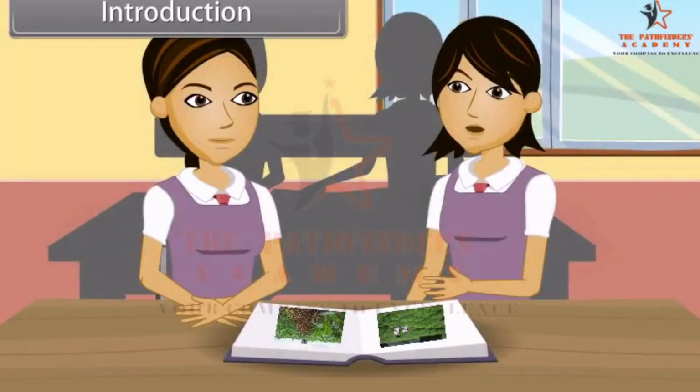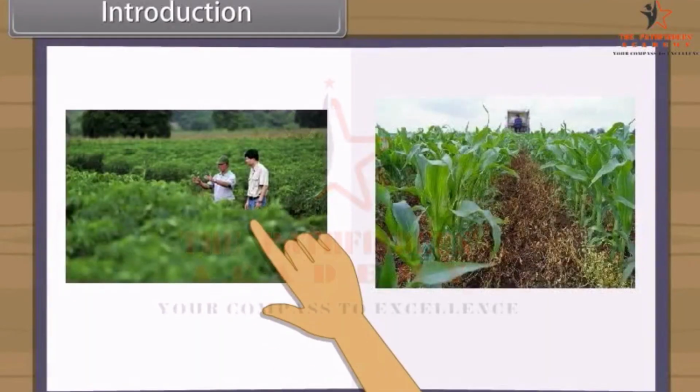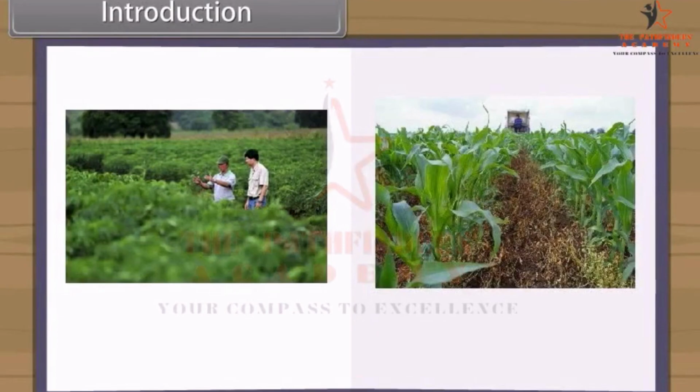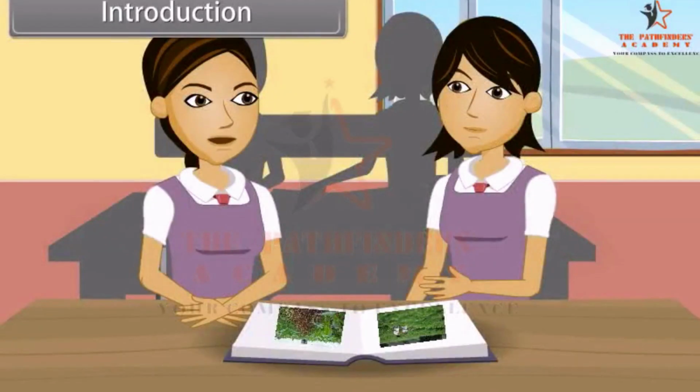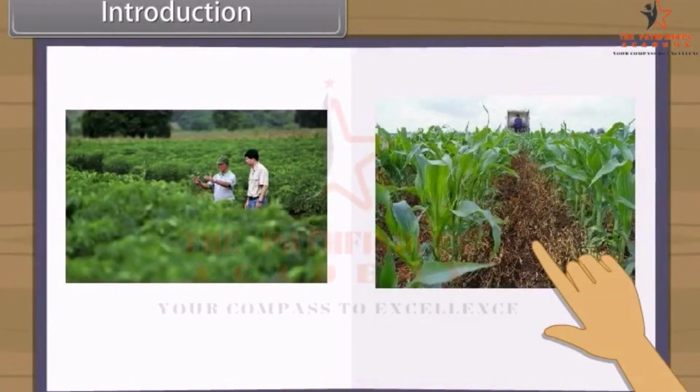Shruti, our scientists are busy in efforts to improve production from agriculture and animal husbandry. Yes, this is because India is a very populous country and population is more than 1 billion people and is still growing. To feed this growing population, we need more than 250 million tons of grain every year.